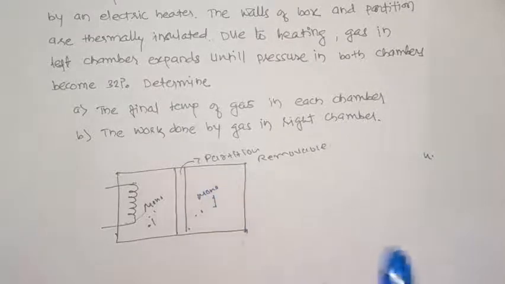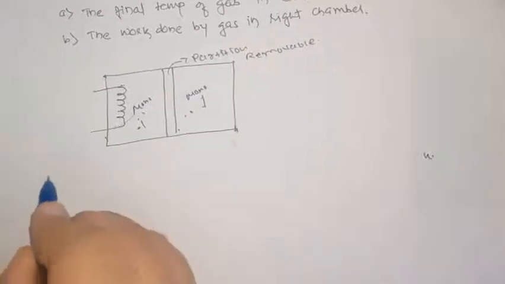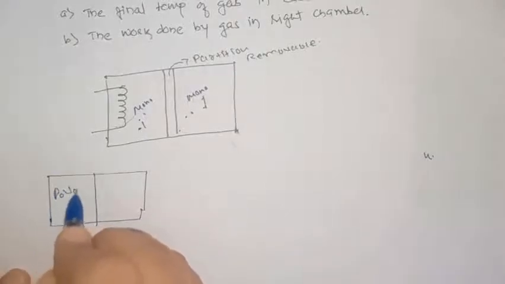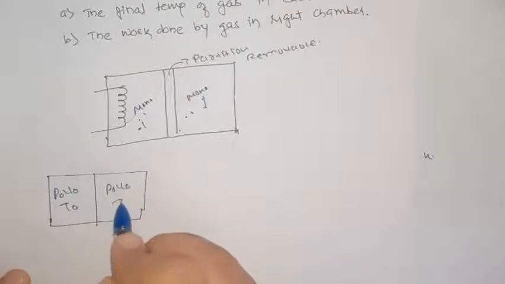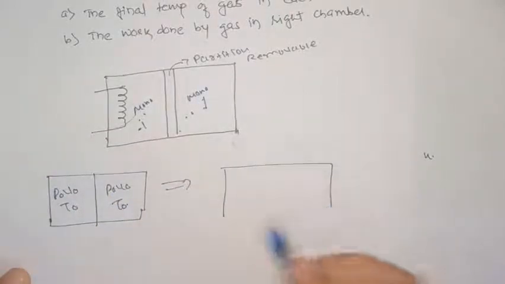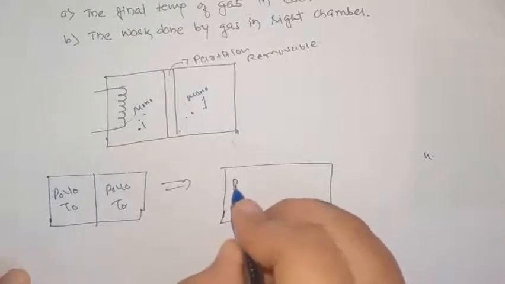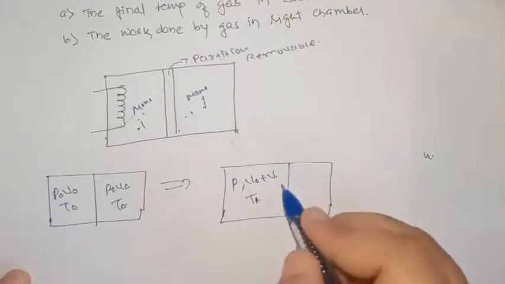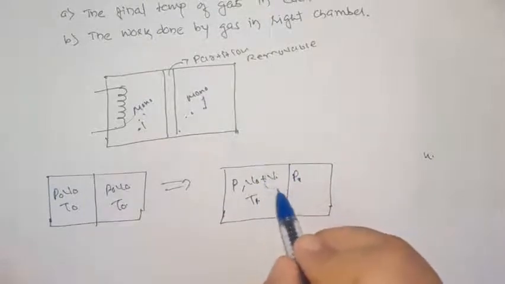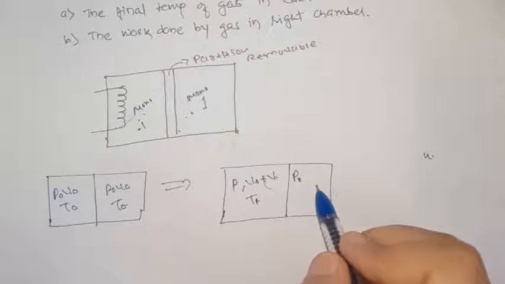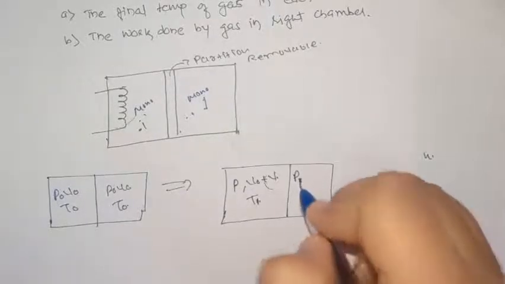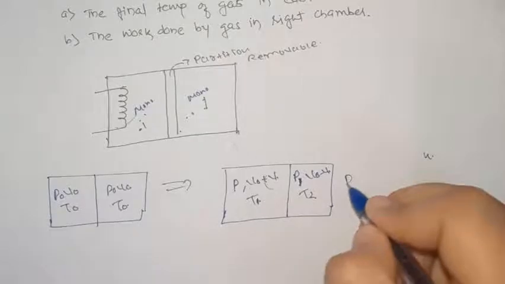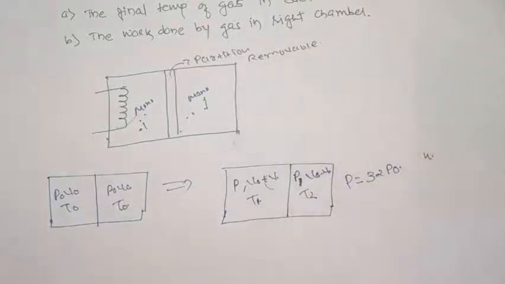So let us draw the initial and final state. Initially, the pressure was P naught, volume V naught, temperature T naught in both the chambers. In the final state, pressure is P, volume will be V naught plus V, and let's say temperature is T1 in the left chamber. If V volume is increased here, then volume on the right chamber will be decreased. So pressure is P, volume will be V naught minus V, and let's say temperature is T2. Here the equilibrium pressure is given as 32 P naught.